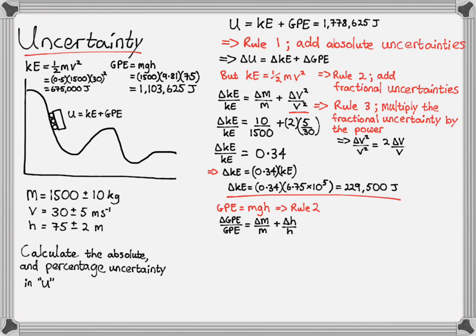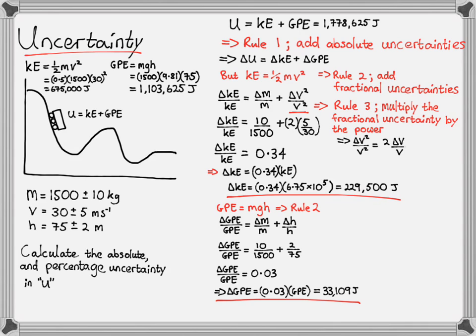So, again, to find the fractional uncertainty in the gravitational potential energy, I add together the fractional uncertainty of the mass plus the fractional uncertainty of the height. It's nice and easy. I just fill in my values, and I get that the fractional uncertainty in the gravitational potential energy is 0.03. So again, to get back to absolute, all I have to do is multiply the fractional by the actual amount. So in other words, multiply 0.03 by whatever my value was for GPE. And I get the absolute uncertainty in the gravitational potential energy as 33,109 joules. So we're almost there.